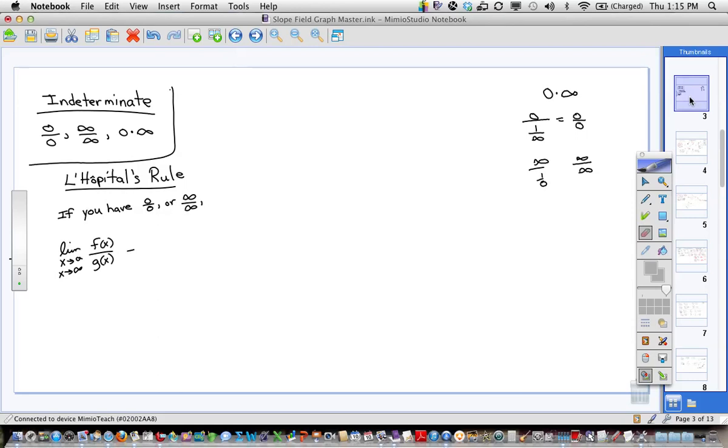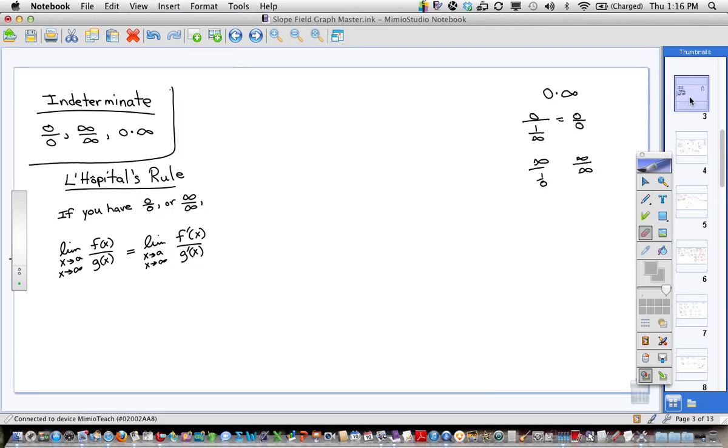What L'Hôpital's rule says is that the limit of f over g is equal to the limit of f prime over g prime. Now, you certainly don't confuse this with the quotient rule. We're not doing the derivative of that fraction. What we're doing is the derivative of the top, the derivative of the bottom.